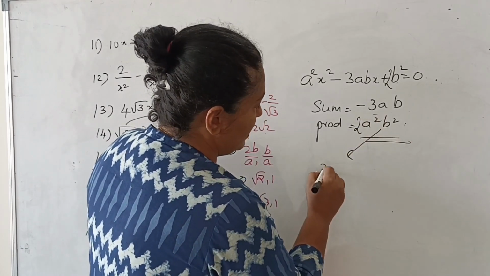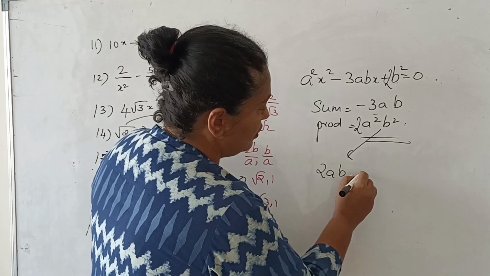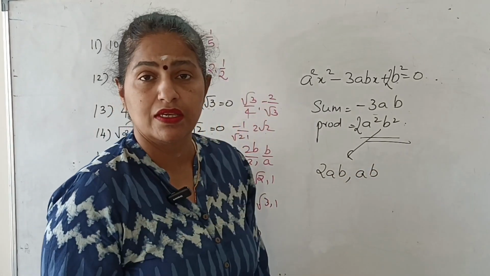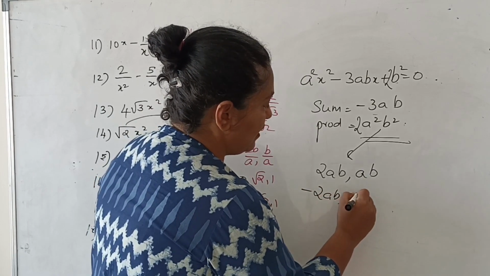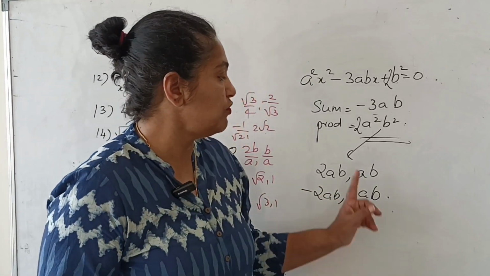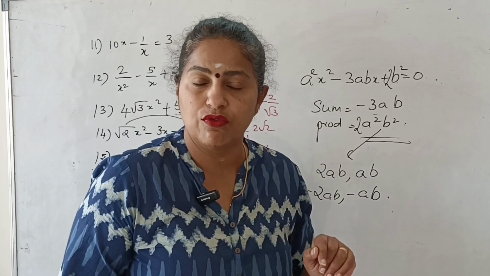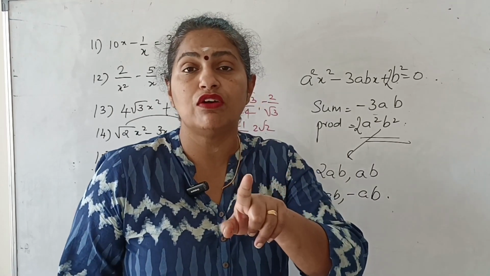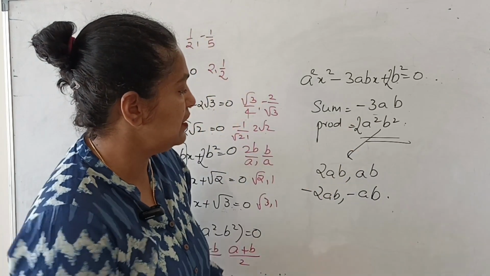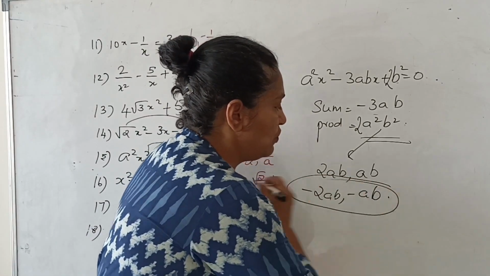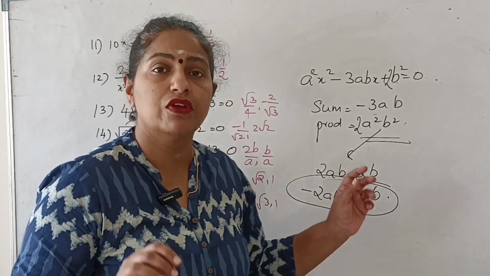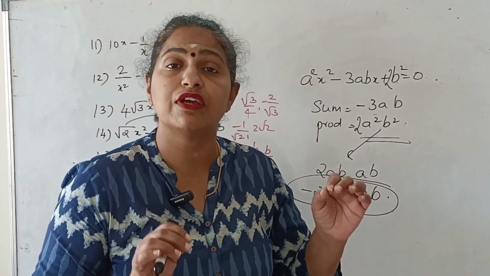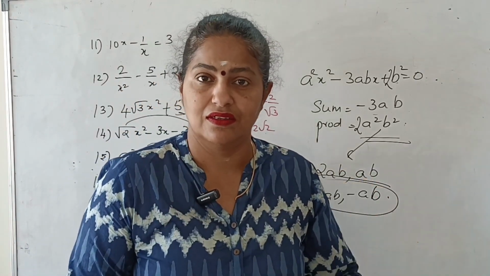2a square b square I can write as 2ab and ab. I can also write as minus 2ab and minus ab. Both of them when multiplied will give me 2a square b square. But which one of them will give me minus 3ab? This one. So now I need to split the middle term using these two terms. So now let us complete the steps and figure out the final answer.